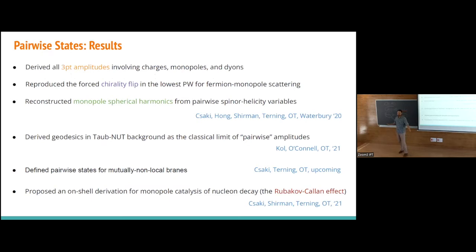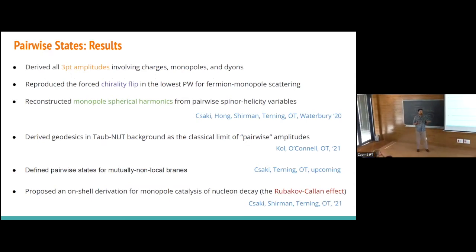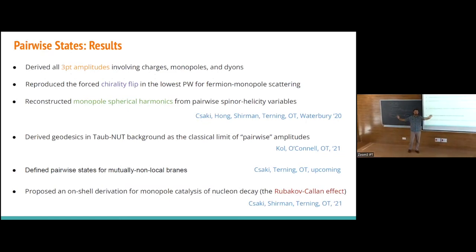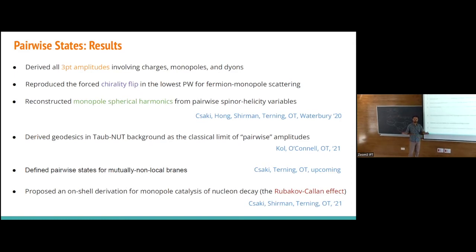All right. So what did we do once we defined these states? We know that the S matrix for the scattering of particles is just the dot product of an in multiparticle state and an out multiparticle state. And because of these extra angular momentum characteristics of these multiparticle states, we're able to derive angular momentum selection rules on the electric-magnetic S matrix that are very different from any S matrix that involves non-magnetically charged particles. Specifically, we derived all 3-point amplitudes that involve charges, monopoles, and dyons. We reproduced the forced chirality flip in Lowe's partial wave for fermion-monopole scattering.